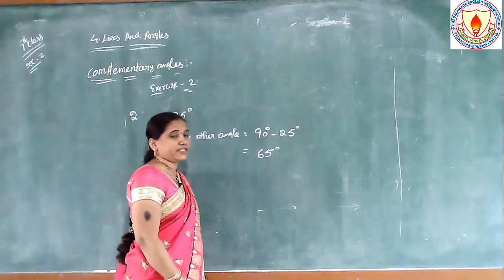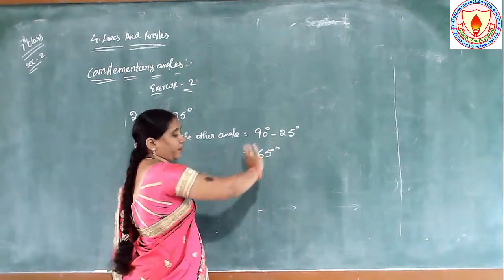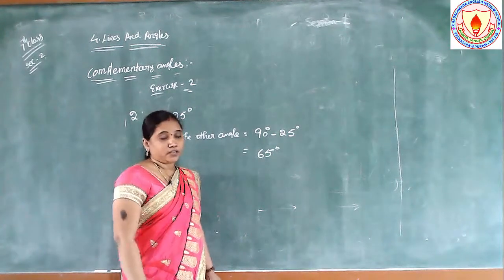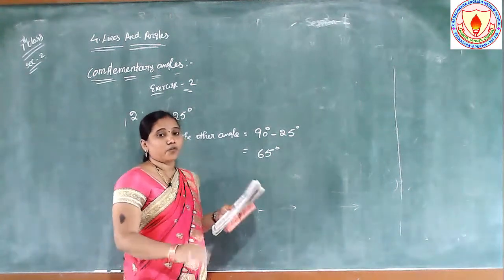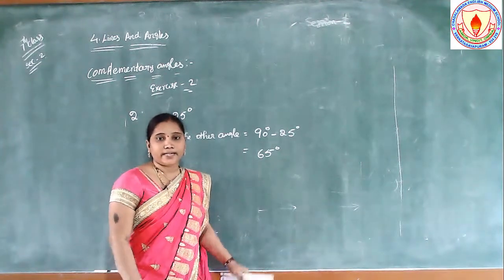So 65 is the other angle. If you check, 65 plus 25, you get 90. So these two are complementary angles. How to find the other complementary angle: you have to subtract from 90 degrees when they give one angle.